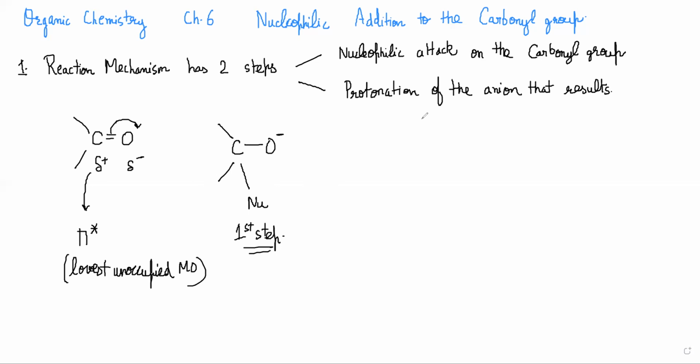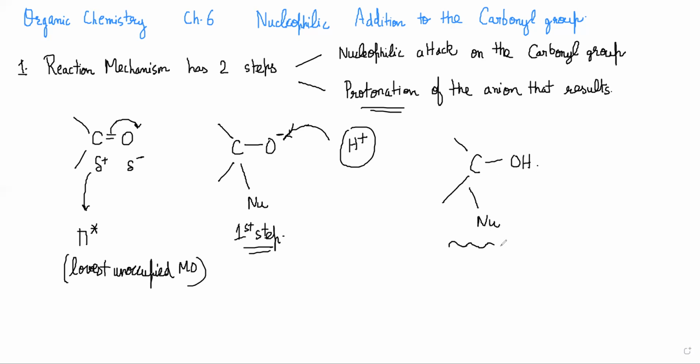And the second step is protonation of the anion. So maybe it is in some solvent, like water, H2O. If there is H plus available somehow, then it will be protonated, right? This will form a bond, and eventually you will get a C with the nucleophile and an OH here, right? So that will be the product, right? So now what we will go to is the first section here.